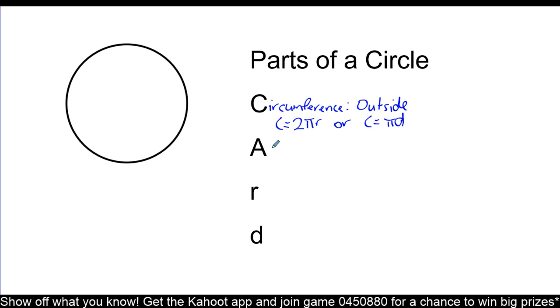And then we have area. That's what we're looking at today, which is everything on the inside of the circle. In that formula, there's just one: A equals pi r squared. Or if you want to write this out, so we're going to talk about this later, A equals pi times radius again.